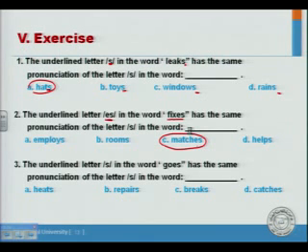"Helps"? No. So we choose "matches" because it is pronounced the same as "fixes." Number 3: the S here in the word "goes" is pronounced the same as in "repairs." So this is what I want you to know about the final S when it comes after a verb, and even after a noun.